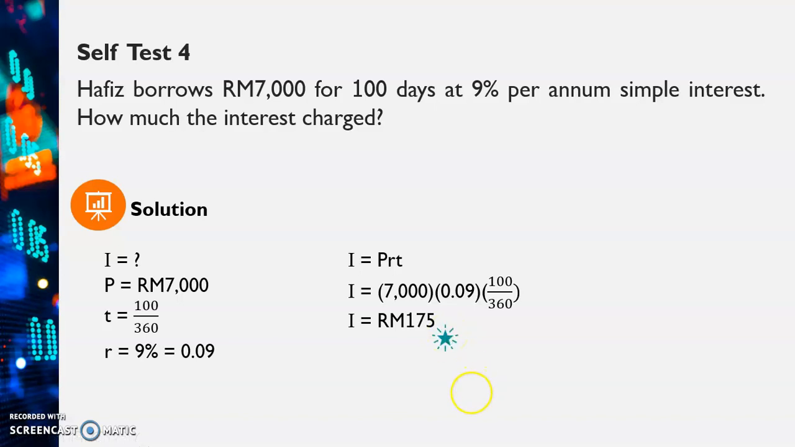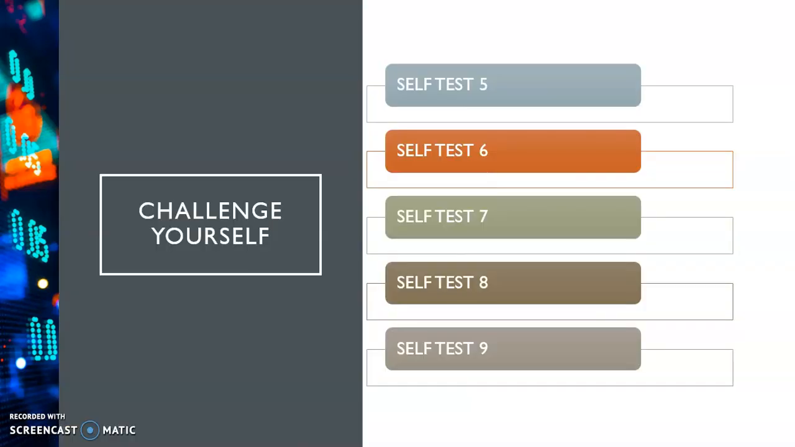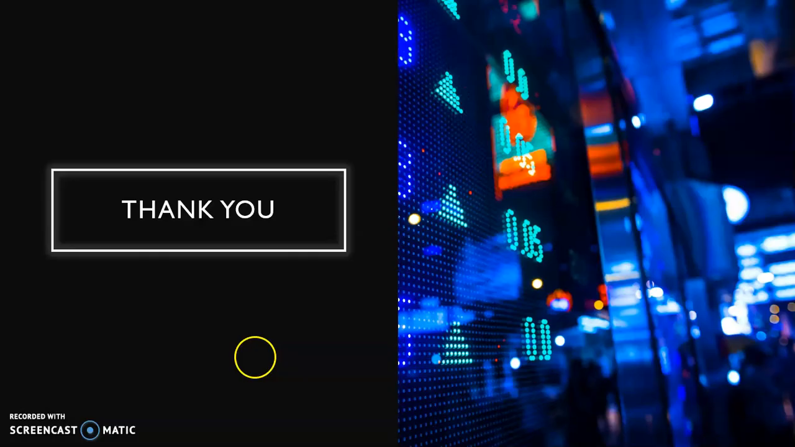Okay, very easy, right? Next, I want you to try on your own. Challenge yourself. I want you to try the self-test in the module, questions 5, 6, 7, 8, 9. There are 5 questions, and you can discuss it with your friends. Later I need you to submit through Teams so that I can double check on the workings and the solution.